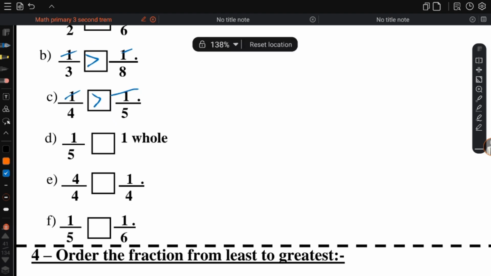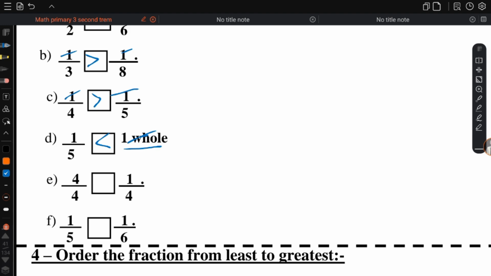Okay, 1 over 4. Okay, mister, this is 1 whole. 1 whole is greater than any unit fraction. So 1 over 4 is greater than 1 over 5, 1 over 6, 1 over 7, and so on. 1 whole is greater than any unit fraction.